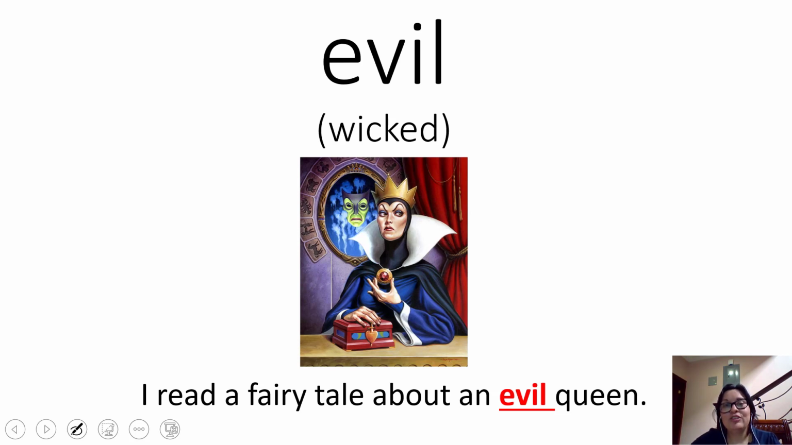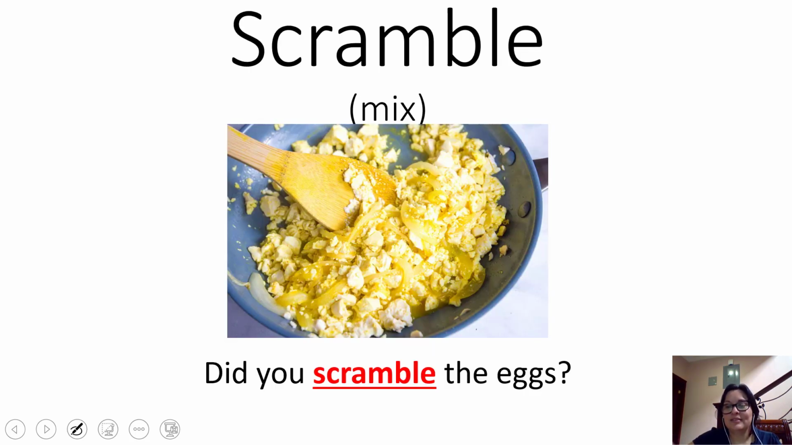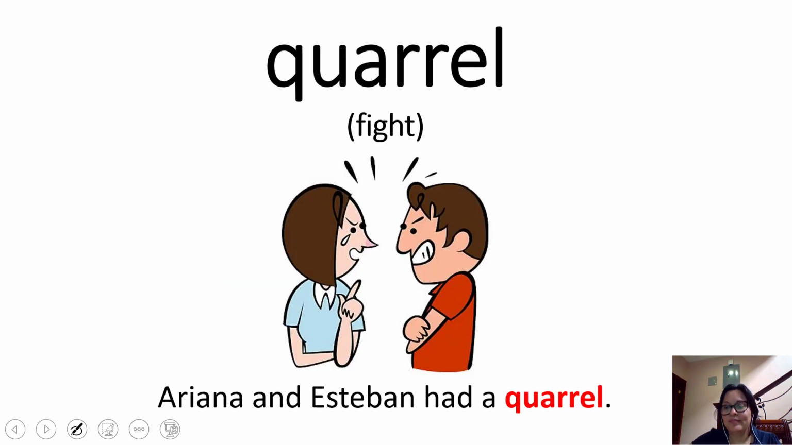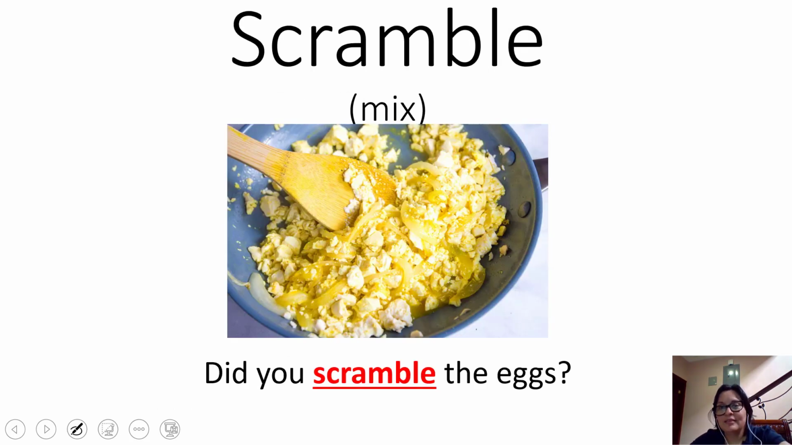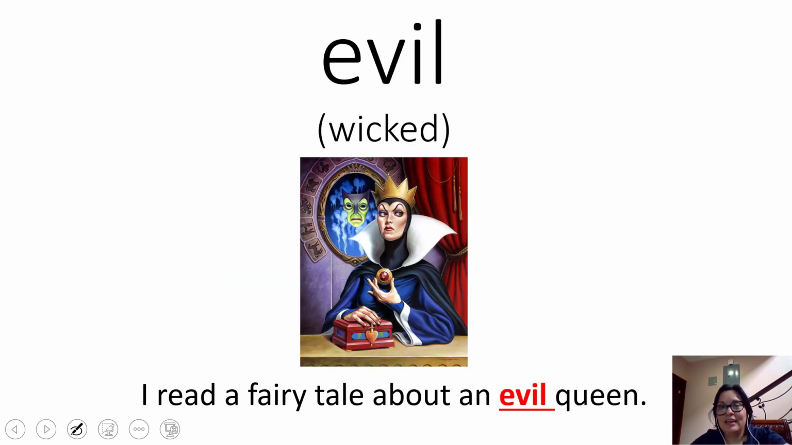Evil. As you can see, guys, scramble sounds the same as evil, even though the final syllables are not the same when you write them. An evil person is a person that has no morals, or that is a bad person or a weak person. For example, let's read the sentence. I read a fairy tale about an evil queen. Here we can see the evil queen or the bad queen.